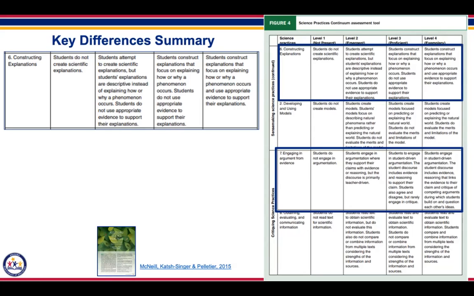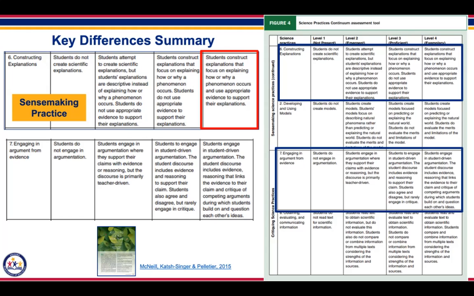And if we're at the exemplary level, really, explanations is about explaining how or why a phenomena occurs. That's it. That's the point of the explanation. How or why is something happening? Because it's a sense-making practice. Down here, engaging in argument is totally different. Look at the exemplary model here.